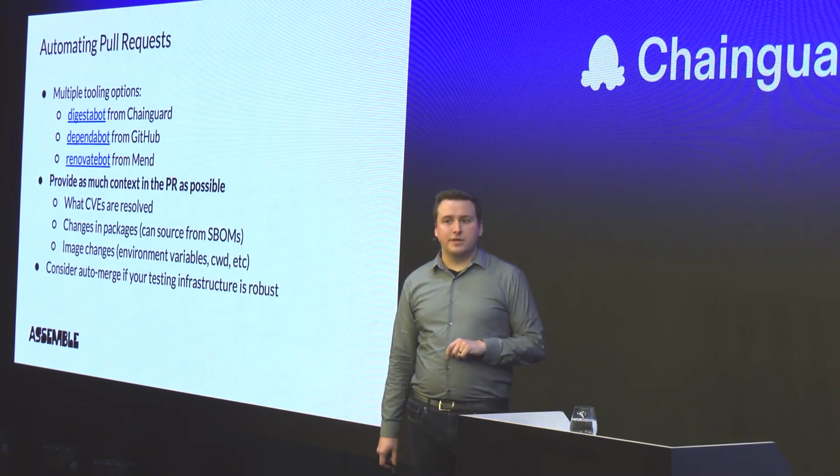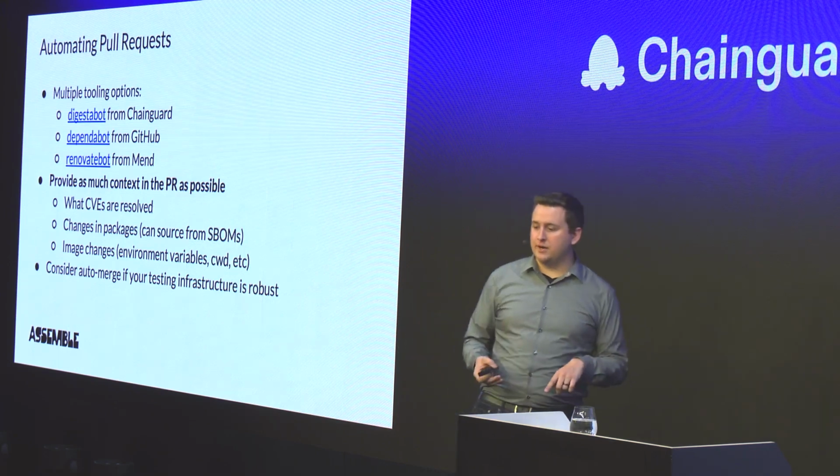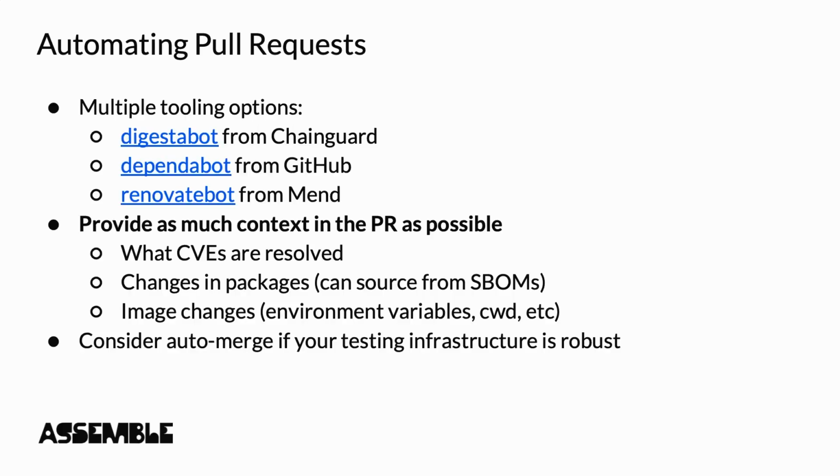You've got a couple different tooling options. You've got Digestabot from Chainguard, Dependabot built into GitHub, Renovate Bot. My key feedback on these is you want to provide as much context in your upgrade PRs. So we're not talking about the migration PRs. You do your migration once, give them maybe a link to your guide, tell them what's going to happen. When I'm talking about the upgrades to newer versions, you want to give them as much context as possible.